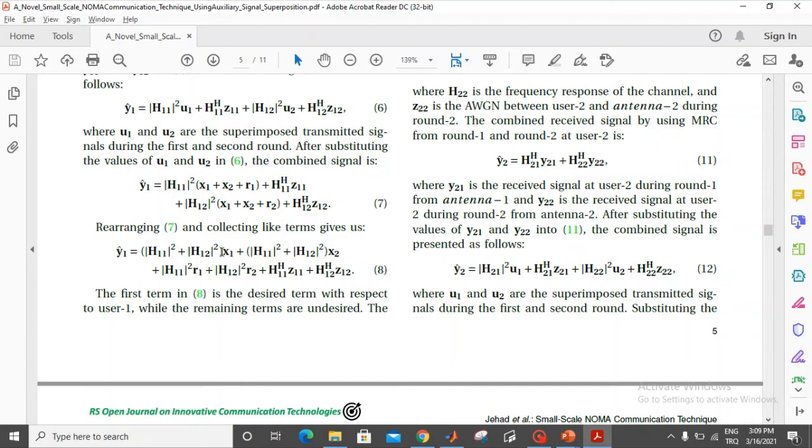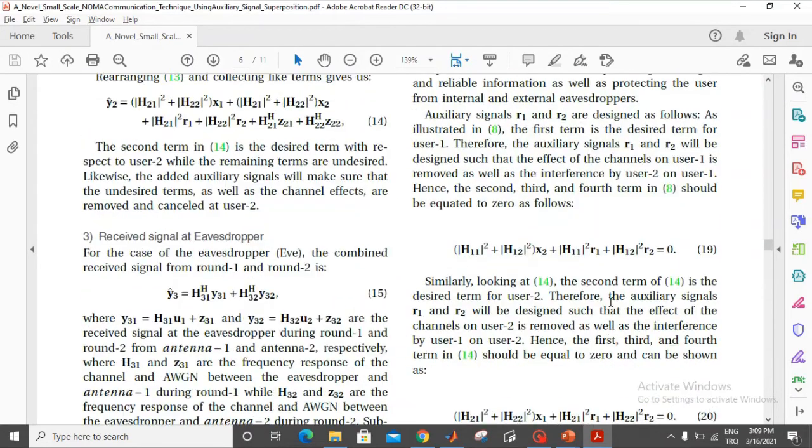This particular equation is the first part. All the other part is undesired. Therefore, we will model R1 and R2 in such a case that it eliminates the channel interference, or rather it eliminates the channel effects at user 1 after the first and the second round. So we essentially set all this part to 0, and this is how we do it.